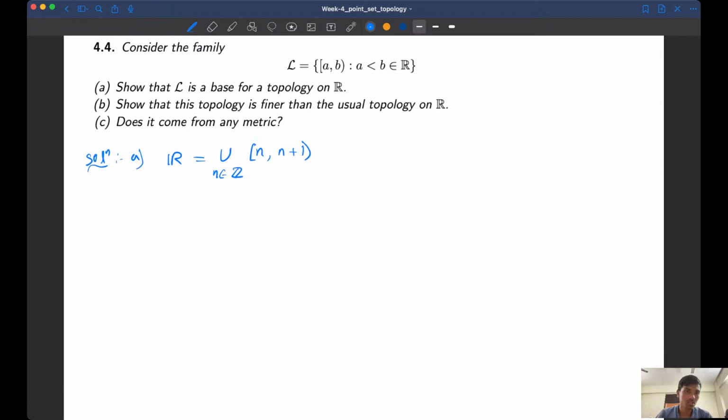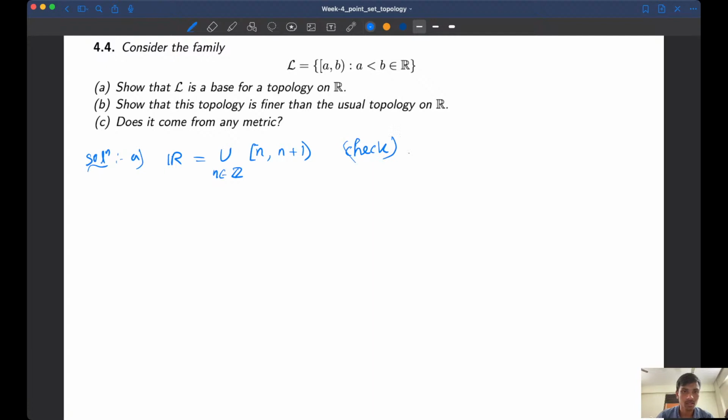So union is contained in R, and if I took any real number, then that real number again will lie in some n comma n plus 1 interval, again follows from this Archimedean property, and from there you can see that element belongs to some of these. So R is also contained in the right side, so hence R is this thing. So this is an easy check.